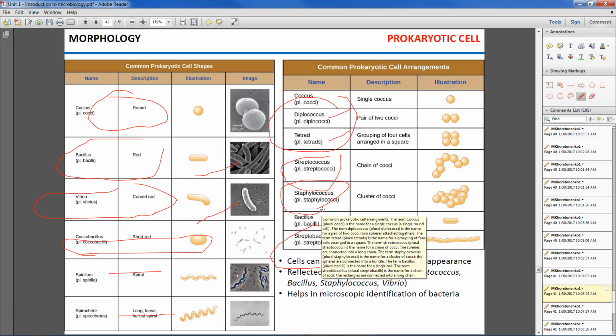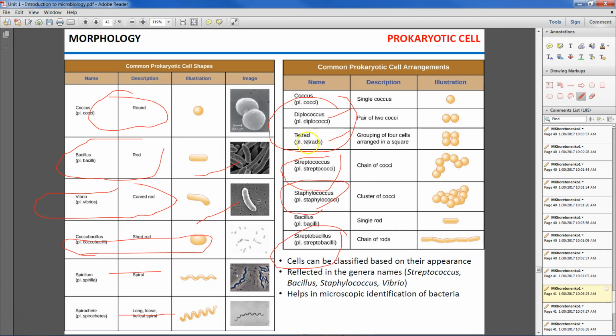For instance, there are names like Diplococcus, Staphylococcus, Streptococcus, Vibrio. So these names generally reflect the shape of the cell, because initially that was the main characteristic that scientists could get out of the sample.